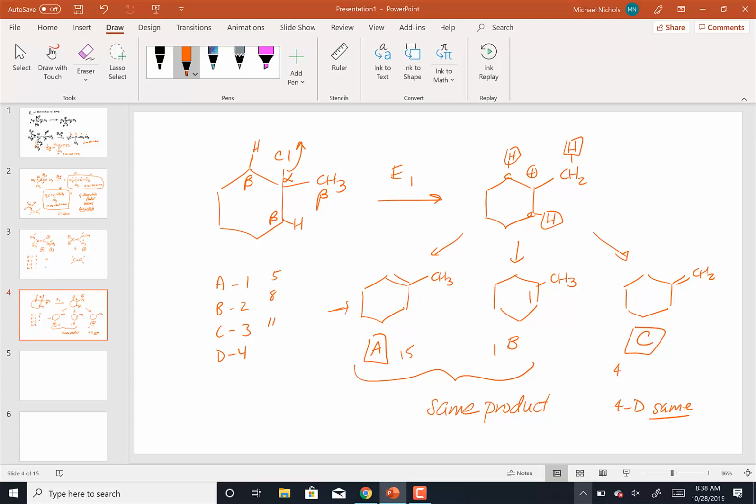Without being able to count the number of carbons attached to the double bond, you're going to have a more difficult time figuring out the major and minor products. Okay, let's just for fun, let's go to C and tell me how many alkyl groups are attached to the double bond in molecule C. 1, 2, 3, or 4.